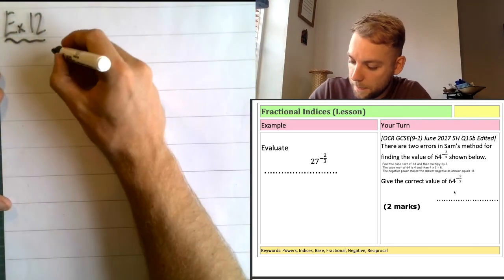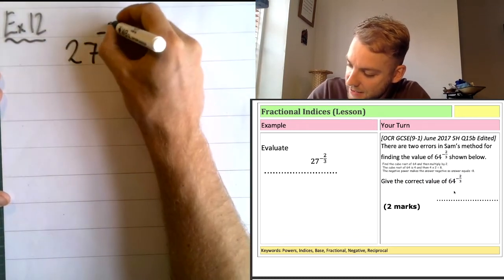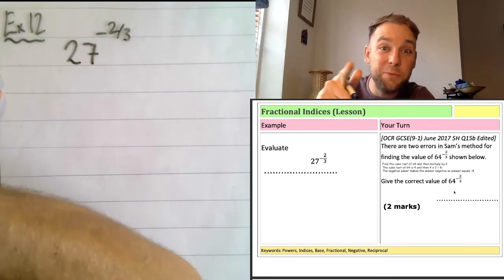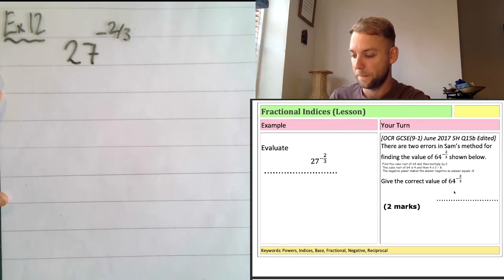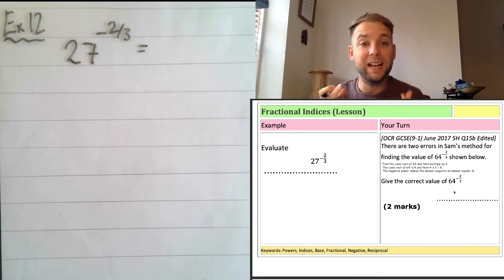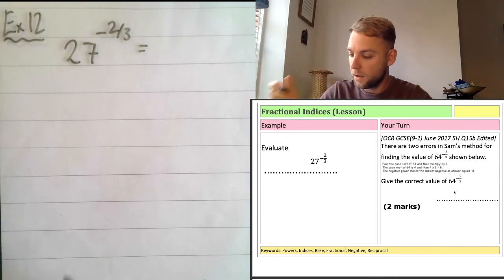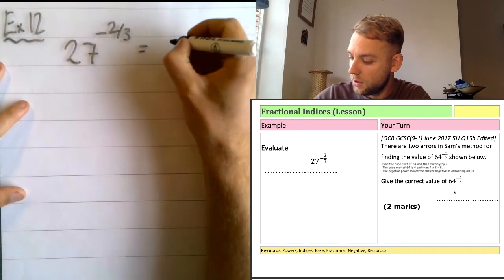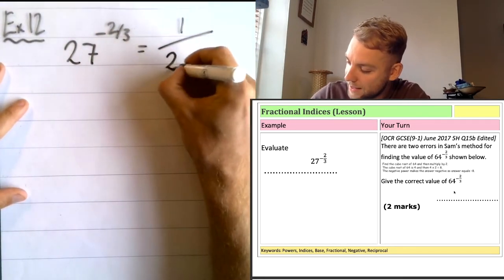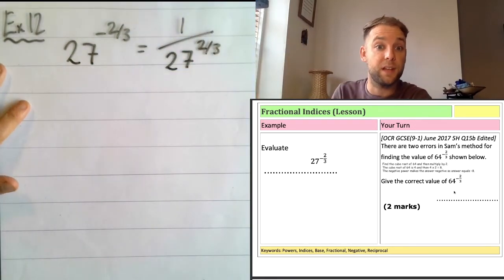So here we've got 27 to the power of negative 2 over 3. So we've got a negative indice and we've got a fractional indice. So always deal with the negative first. So what does that negative mean? Well, the negative means the reciprocal, doesn't it? It means the 1 over. So negative means 1 over 27 to the power of 2 over 3. That was from the previous video.